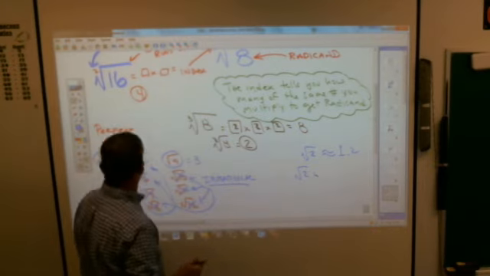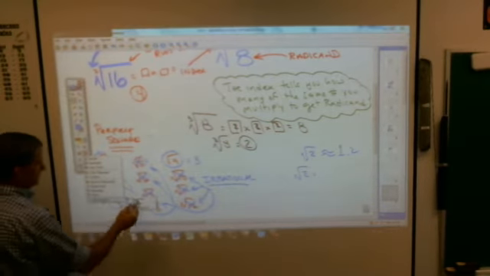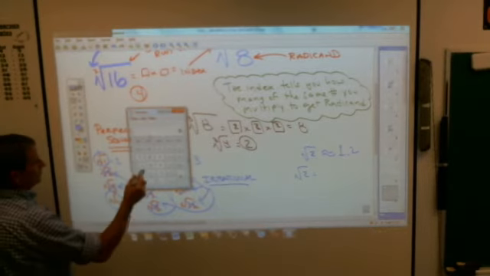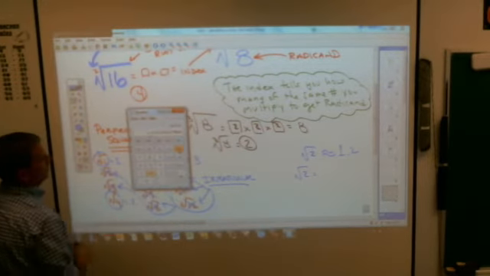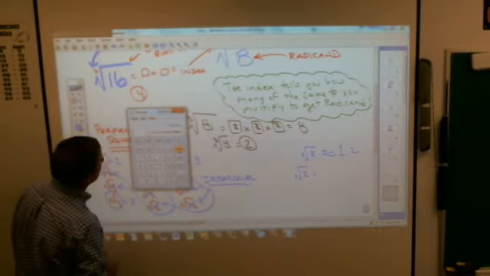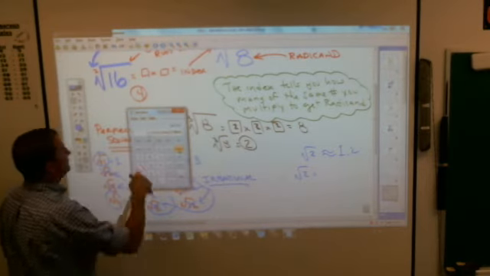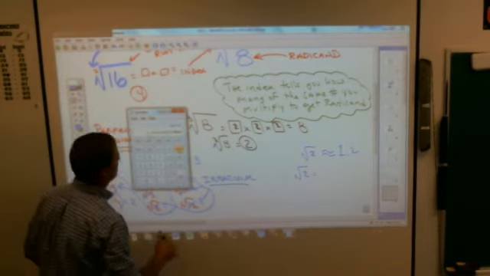What is the square root of 2? Let's grab Mr. Calculator. Here comes our square root of 2. 2 square rooted. That's a 1, sorry. 1.414.